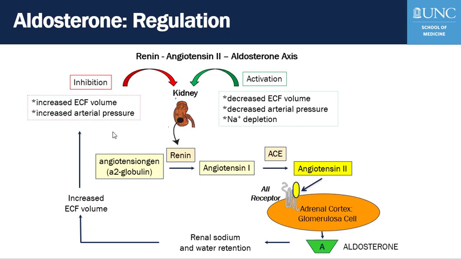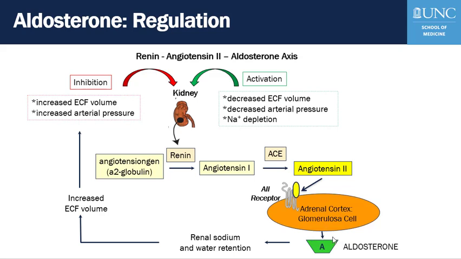And aldosterone is regulated primarily by the kidney. So the kidney produces renin, which promotes the conversion of angiotensinogen, an alpha-2 globulin, to angiotensin 1. Angiotensin 1 is converted to angiotensin 2 by angiotensin converting enzyme or ACE, and angiotensin 2 binds to its receptors on the glomerulosa cells within the adrenal cortex. And so that triggers a host of enzymatic reactions that we just looked at, which ultimately results in aldosterone production and secretion.